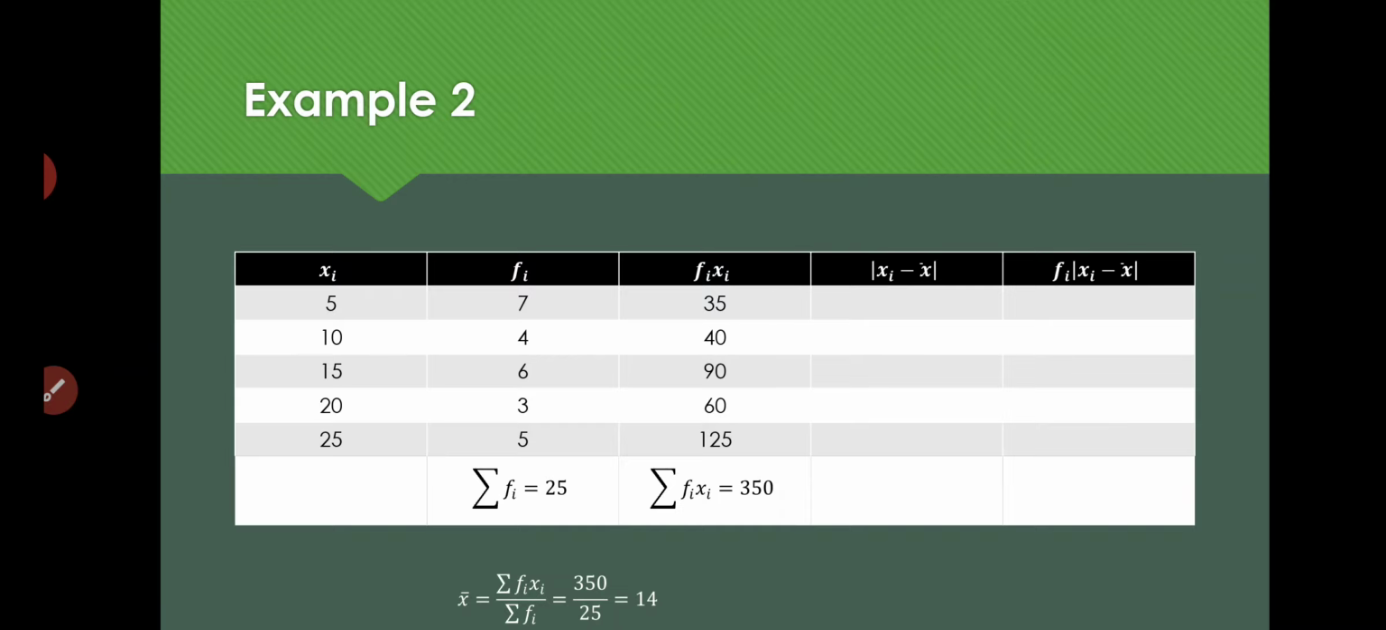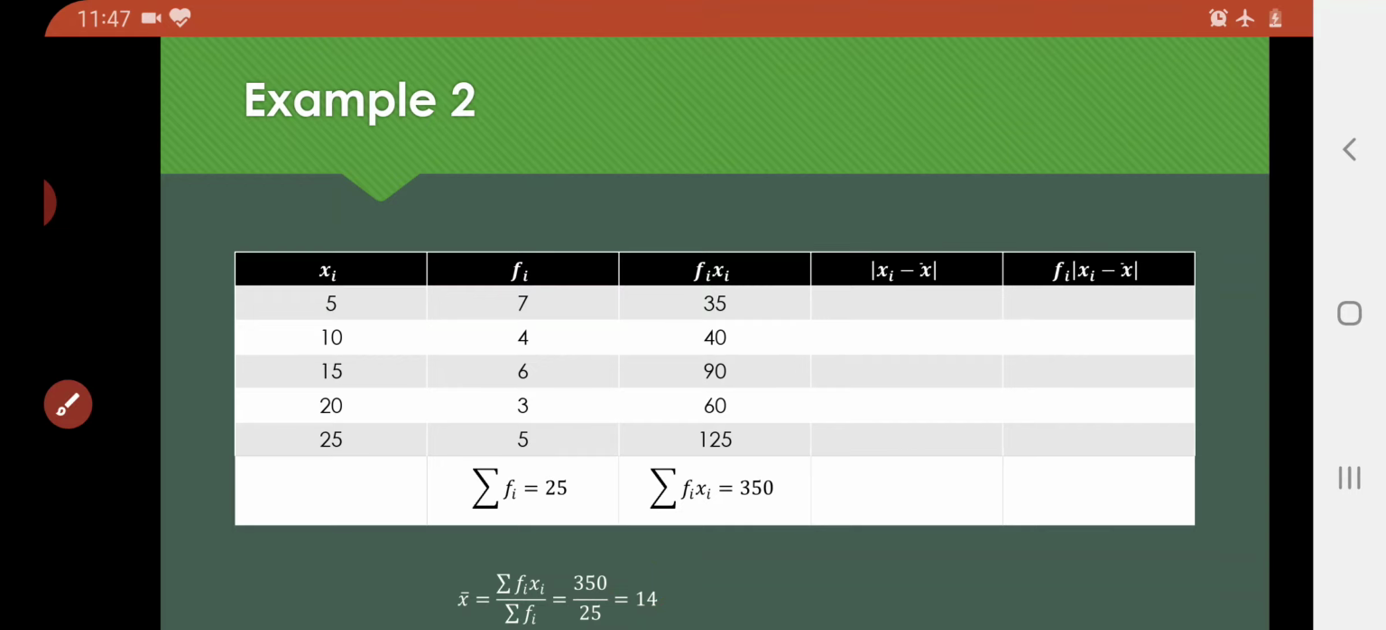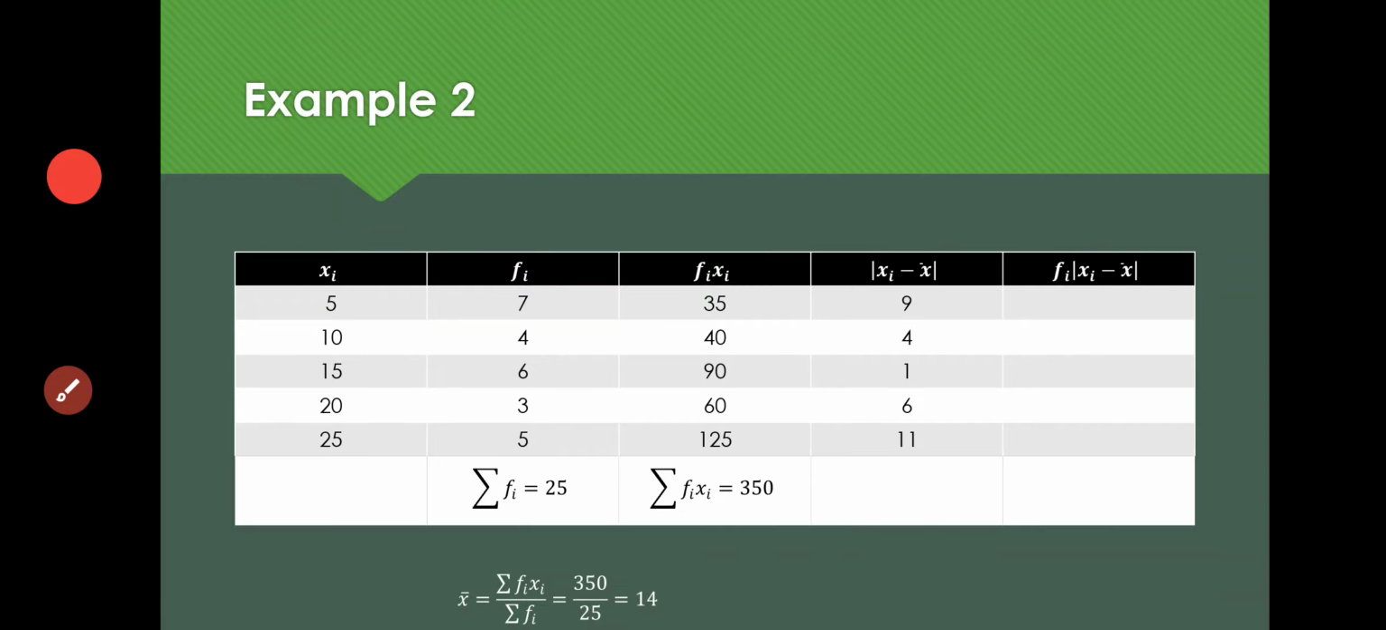Now once we know that the mean is 14, we can calculate the corresponding modulus of xi minus x bar. So 5 minus 14, that is 9, obviously taking the modulus, it is 9. Then 10 minus 14 is 4, 15 minus 14 is 1, 20 minus 14 is 6, and 25 minus 14 is 11. So therefore let us put those values.